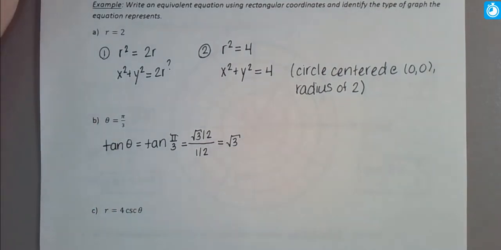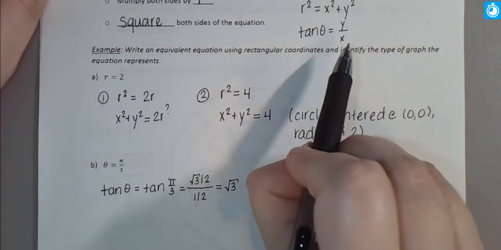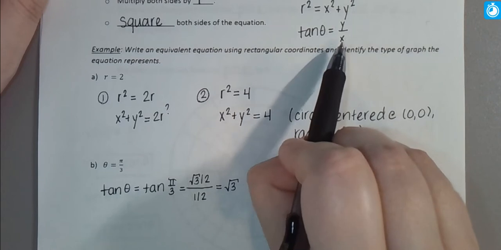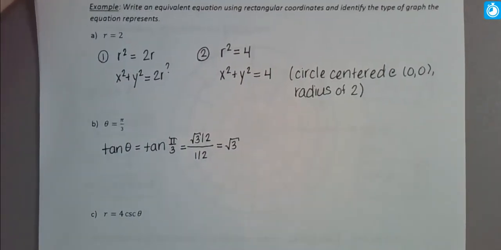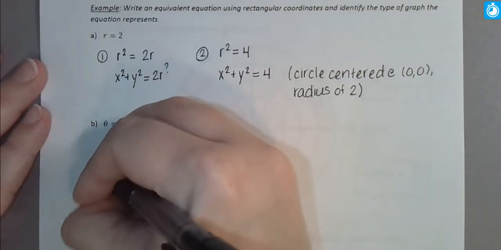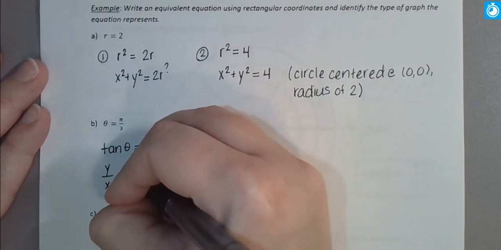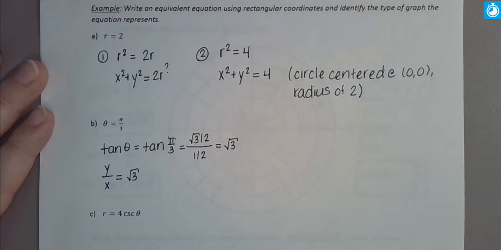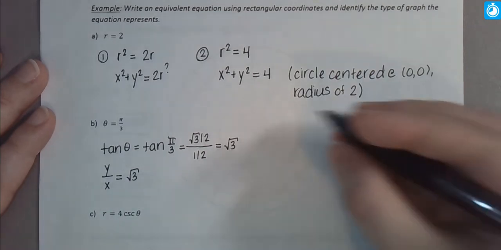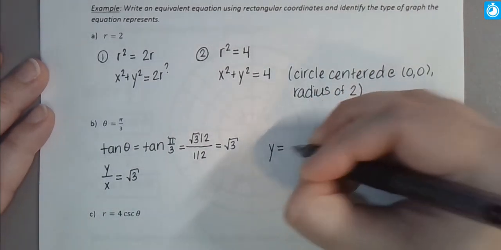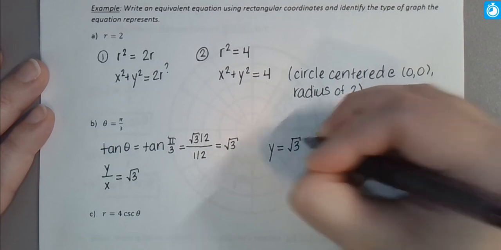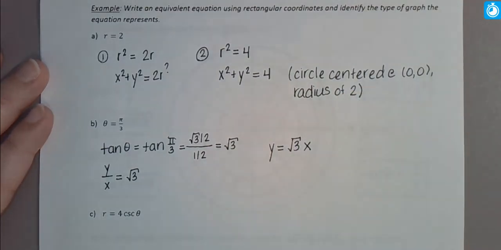Well, once I have the tangent of theta, I now can substitute that with y over x, and that'll put us in rectangular coordinates. So that then becomes y over x is equal to the square root of 3. And we know when we're in x and y coordinates, typically we like to isolate y when we can. And we can do that here if we just multiply and move x to the other side. And so we have y is equal to the square root of 3, which is just a constant, times x.